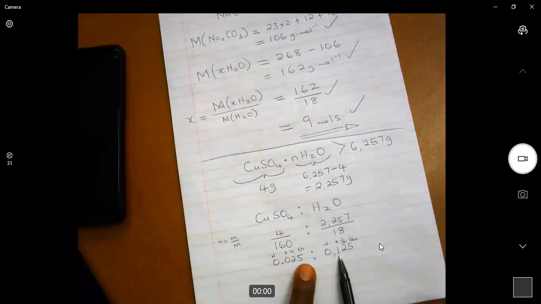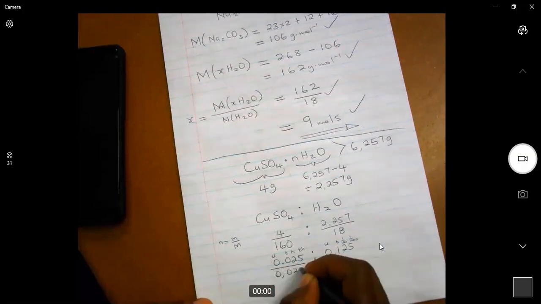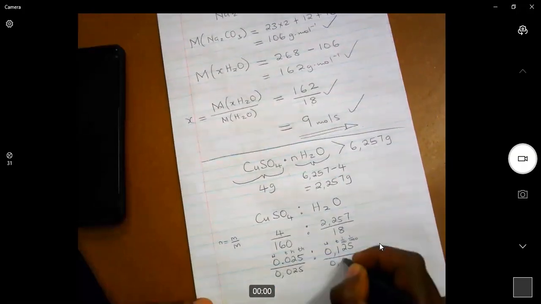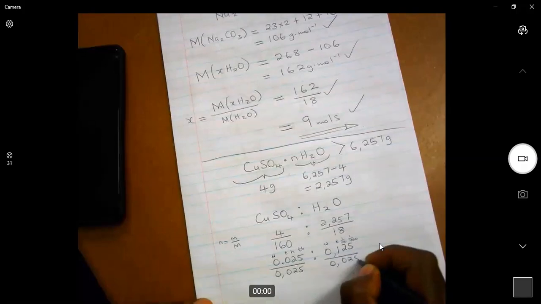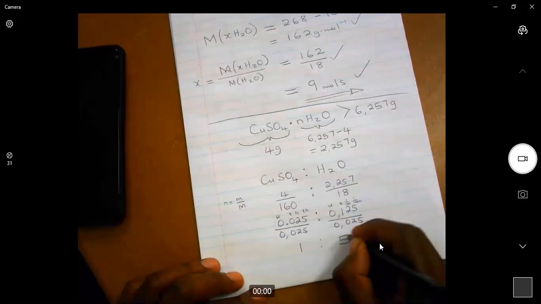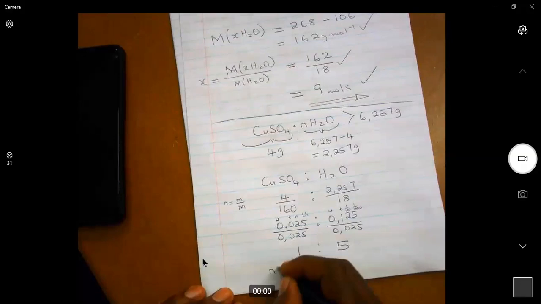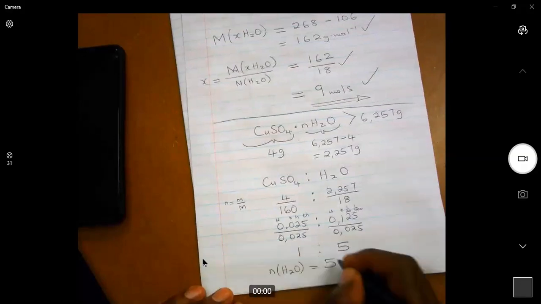So your tenth here is 1. So this is the biggest. This is the smallest. So you're going to divide this one by the smallest, which is 0,025. Then here you get 1:5. So your number of moles of water is 5. Number of moles of water is equal to 5. That's your answer.